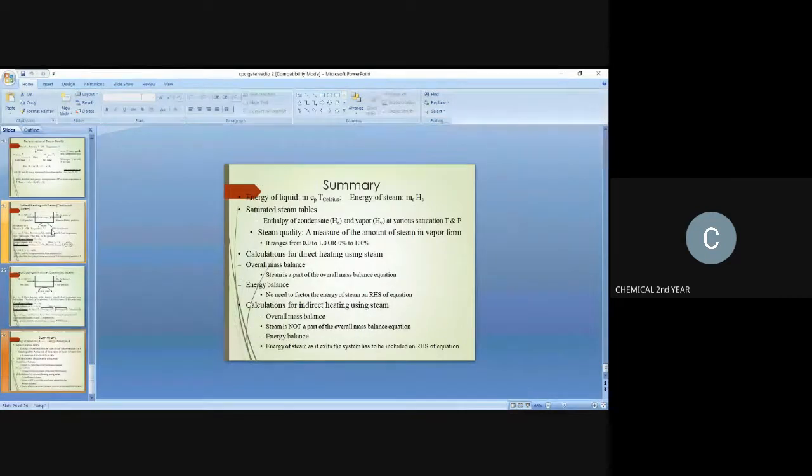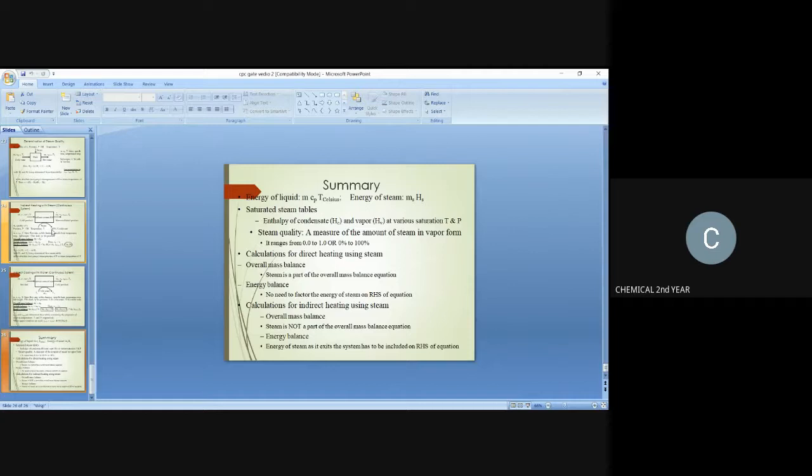Next, the total summary. Here, the energy of a liquid is equal to m Cp T in Celsius. Then the energy of steam is equal to Ms into Hs. Saturated steam tables give the enthalpy of condensate Hc and vapor Hv at various saturation temperatures and pressures. Next, steam quality is the measure of the amount of steam in vapor form. It ranges from 0.0 to 1.0, or 0 percent to 100 percent.